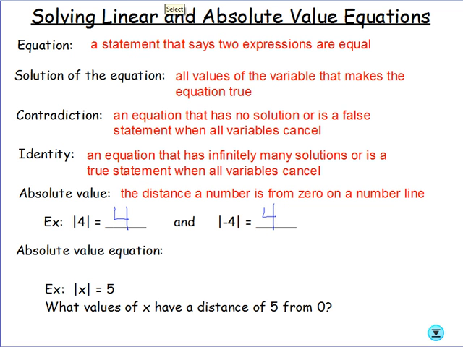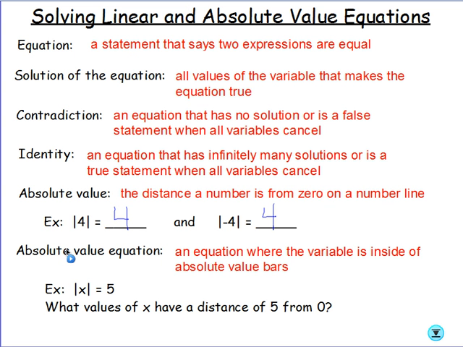Our final definition is absolute value equation. This is simply an equation where the variable is inside of absolute value bars. So I have a simple example here. This is actually the simplest problem you would see. This says the absolute value of x equals 5. In other words, this is asking the question, what values of x have a distance of 5 from 0?